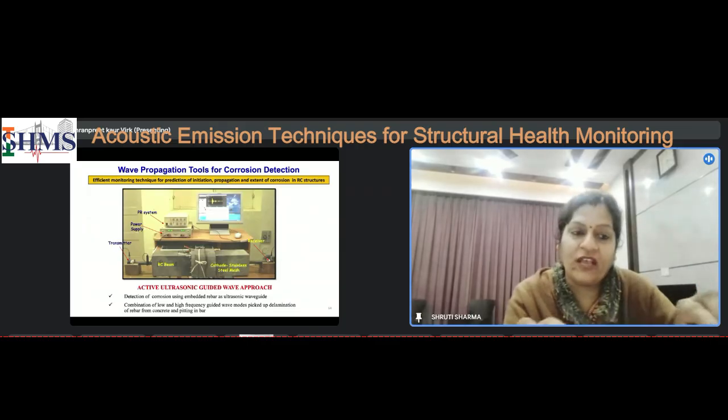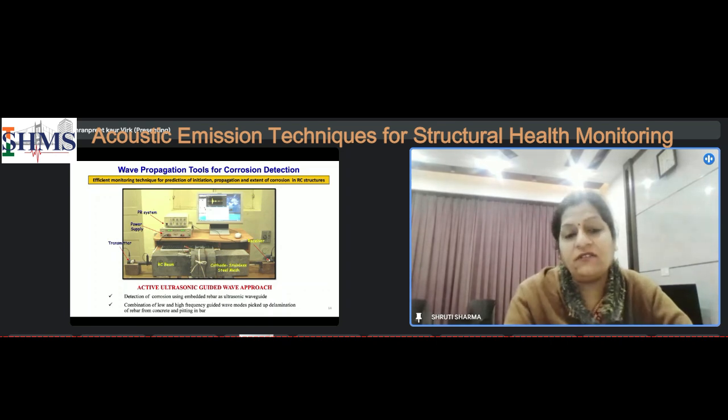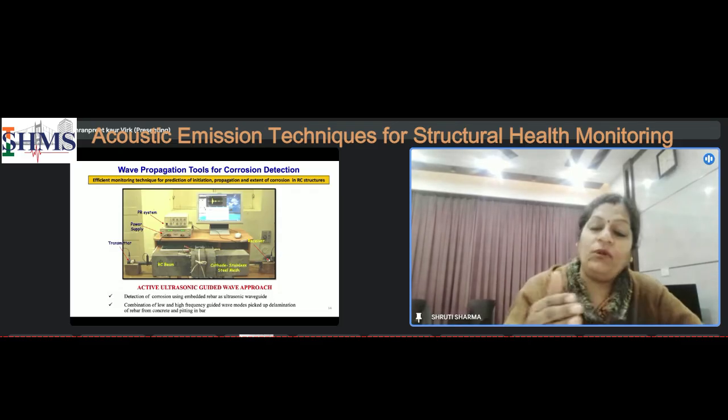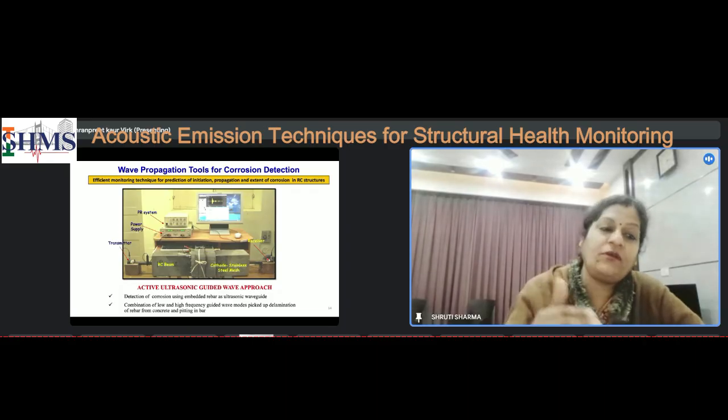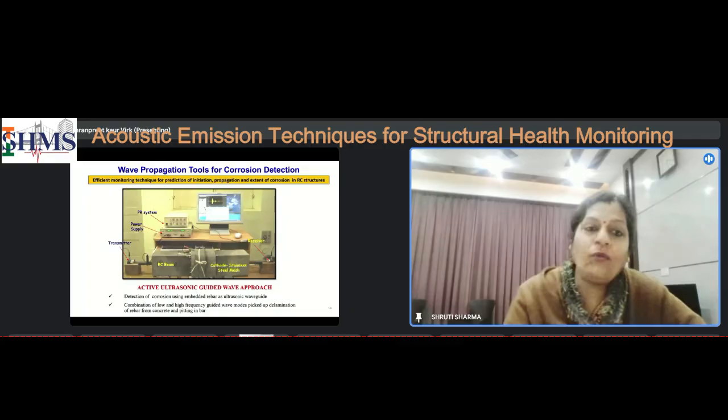So if there is any change happening inside the steel bar, for example, this is an ultrasonic guided wave setup, we will come to know. But we came to know that it has its own disadvantages. It works only when the damage has exceeded a particular limit. The change in the signal is not so dominant. It's not changing so drastically in the initial stages. Therein is where acoustic emission comes to our rescue.